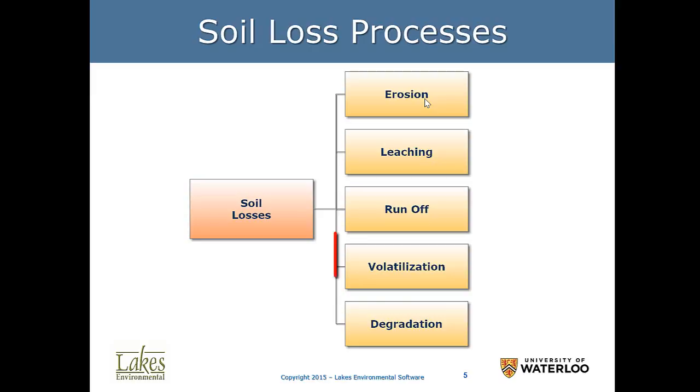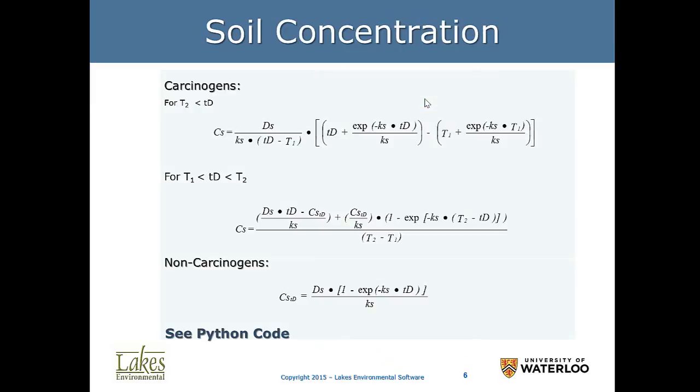Volatilization, the name says it all. Some of the compounds that deposit on soils will volatilize and get away from the soil. And the degradation will be both biotic, bacteria eating those COPCs, and abiotic, just by common oxidation of the COPC.